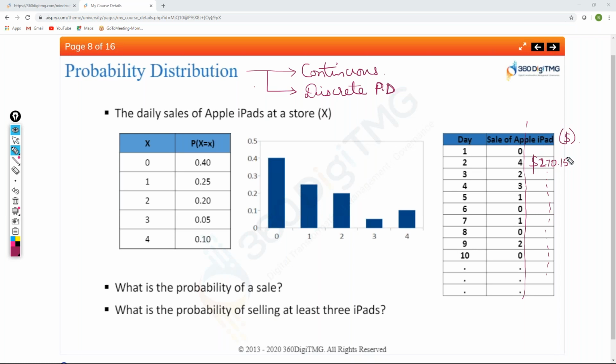If instead of the count of Apple iPads sold, I give you the amount spent or money collected or the revenue, then it would be represented in decimal format. And it makes sense in this scenario. If it makes sense, the random variable would be called a continuous probability distribution. This is a continuous variable and the underlying probability distribution is continuous. This is how you figure out whether your probability distribution is continuous or discrete.